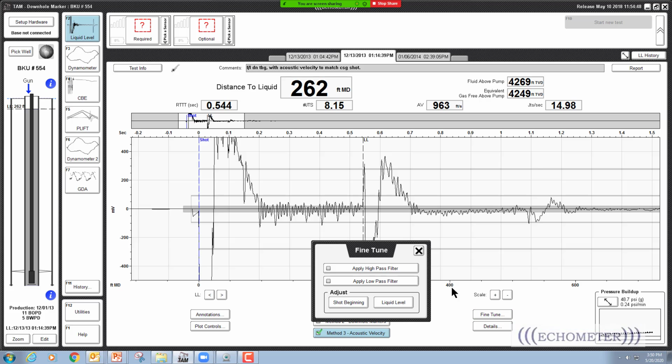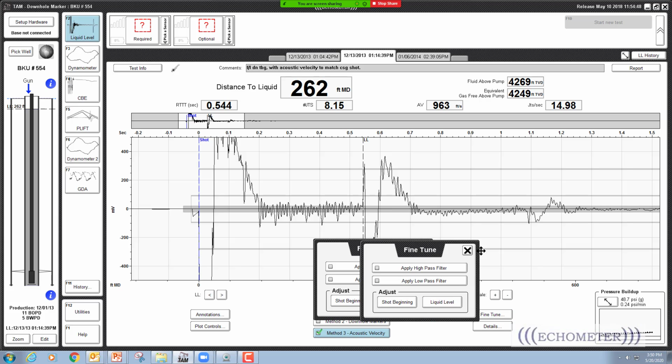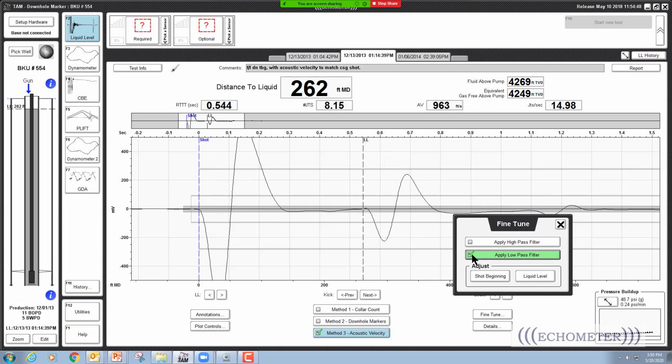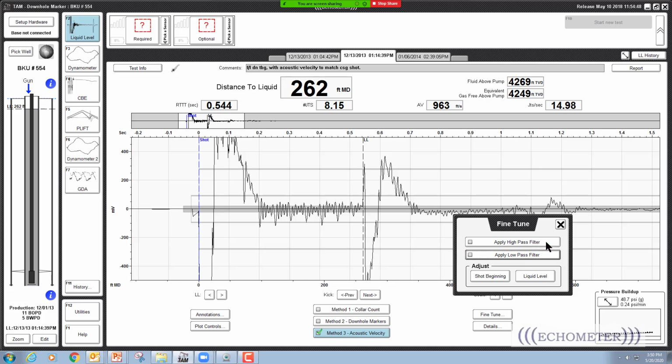Now we don't need to filter it, but we could filter it. If we filter it, then all the collars, the coupling echoes, are going to go away. So we're going to leave the filter on.